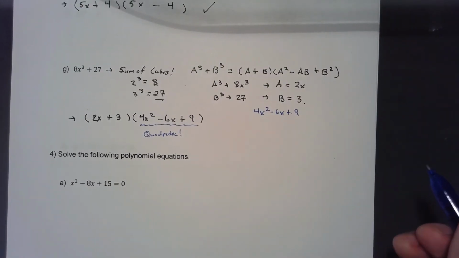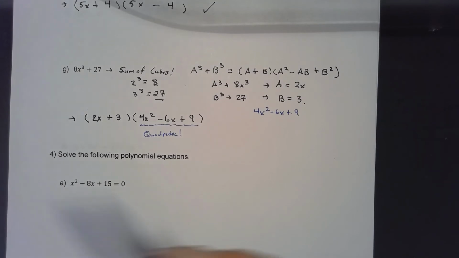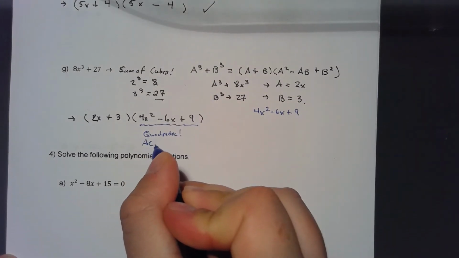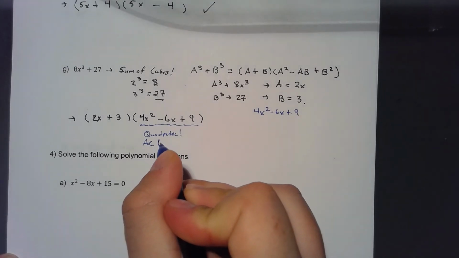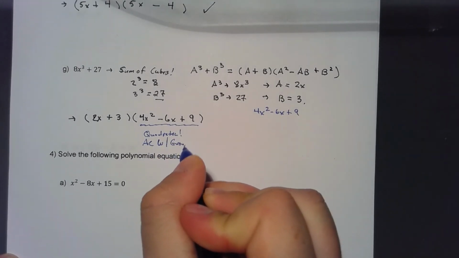Now, since my leading term is a 4, I'm going to have 1 times 4 and 2 times 2. And then with 9, I'm going to have 1 times 9 and 3 times 3. And then I'm going to have to flip them. So I'm going to have 8 different possibilities. That's a lot. So I will do the AC method with grouping here.